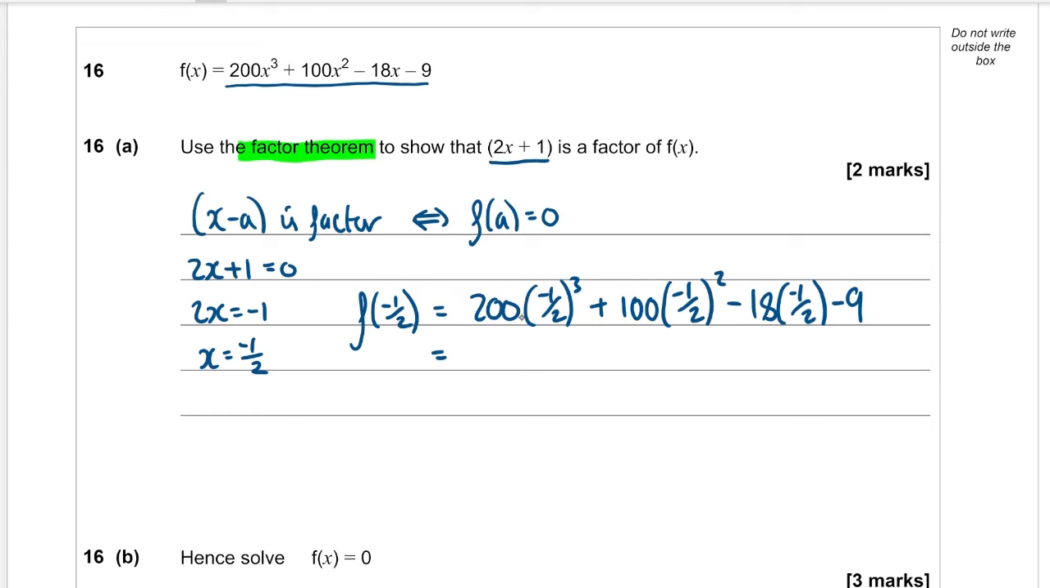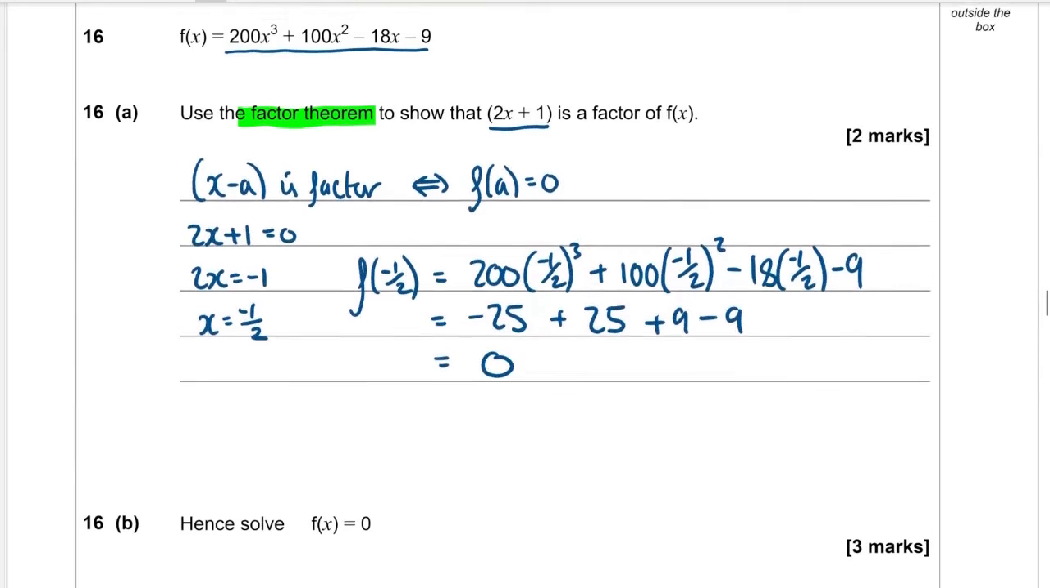And an eighth of 200 is like dividing it by 2 three times essentially. So 100, 50, 25. So it'd be minus 25. And this is like dividing by half twice. So that's 50 and then 25, and that'll be positive because the minus will be squared, which will turn it positive. And here there's 2 minuses, and we're going to halve to make positive 9, and then minus 9, and we can clearly see now that that's equal to 0. So therefore we know that it is a factor.